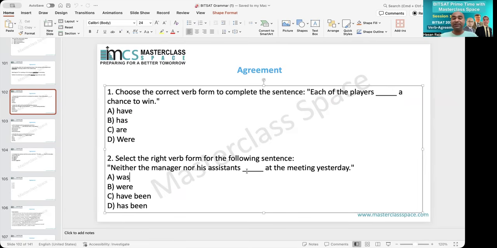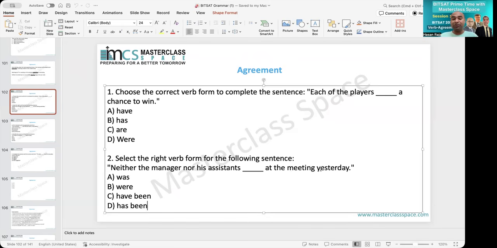"Neither the manager nor his assistant." Remember, if there is a group of words before the verb, but the group of words contains "or" or "nor," the subject will be after it. So whatever comes before "nor" will not be considered a part of the subject, and therefore your subject is "assistants," and assistants means plural. So "were" and "have been" only two. "Was" and "has been" are out. So A and D are out, you are left with only B and C.